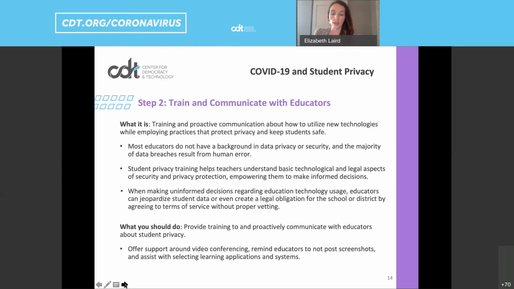And lastly, another issue that we hear about is teachers selecting their own applications or their own systems and maybe sharing personally identifiable information. And the risk there is that they likely don't have the skill set to evaluate the privacy and security practices of that organization, which could potentially jeopardize some of that information and also obligate legally a school or a district because they would have signed on behalf of that entity.